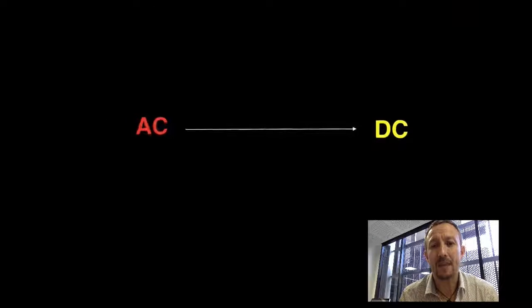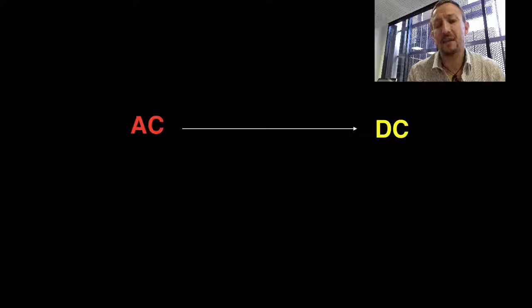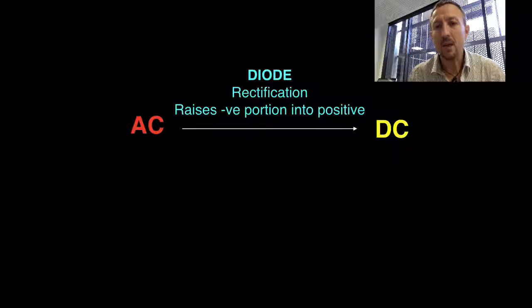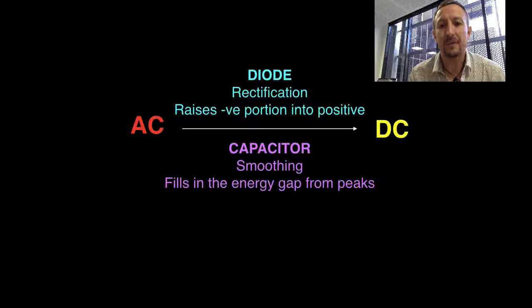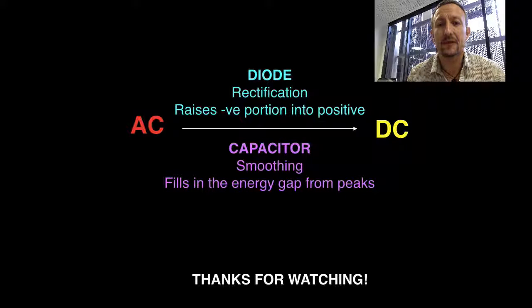Okay, so to recap or summarize what we've looked at over the last 2 units, we've got AC going to DC. We've used a diode for rectification, and this raises the negative portion of the AC curve into a positive. And we've now used a capacitor to smooth out or fill in the gaps from each of the peaks. And as a result, we will produce a horizontal straight line. Okay, well that concludes everything that we've done with respect to electromagnetism and electricity.